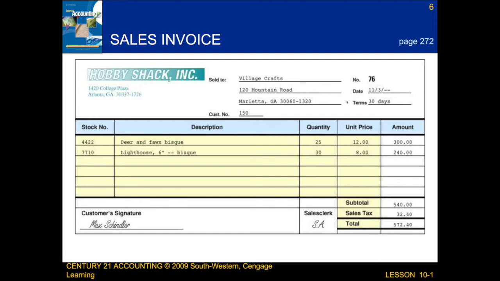Underneath all of that, we have the stock number, description, quantity, unit price, and amount, which is calculated by taking the quantity and multiplying it times the unit price. These two amounts, when added together, will give us the subtotal, which is $540. We then add that amount to the sales tax, which is $32.40, and that will give us the grand total amount, which is $572.40. The sales clerk's initials are right here. And the customer who signed this sales invoice is Max Schindler.